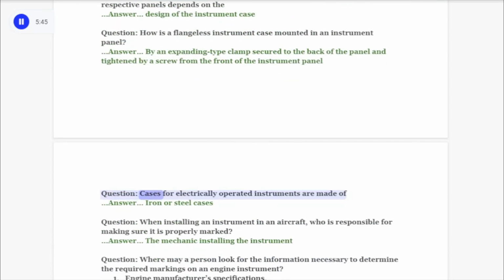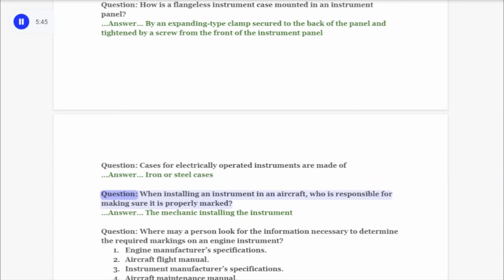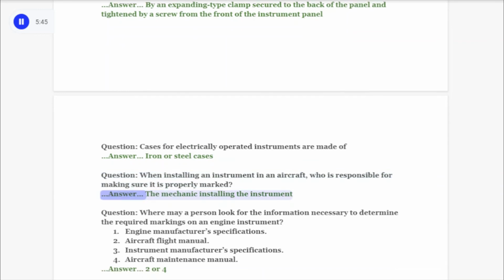Question: cases for electrically operated instruments are made of. Answer: iron or steel cases. Question: when installing an instrument in an aircraft, who is responsible for making sure it is properly marked? Answer: the mechanic installing the instrument.